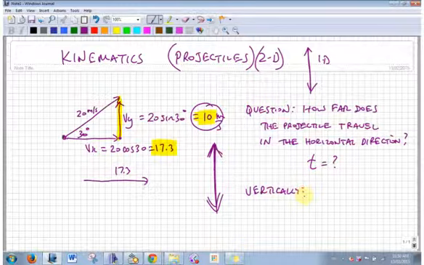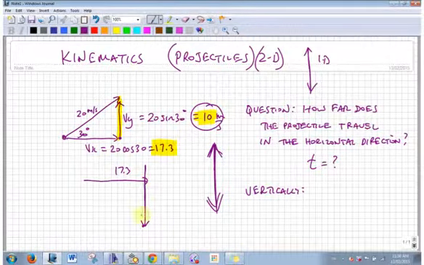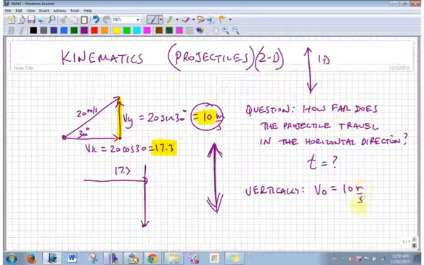Okay, so forget about horizontal for the minute. Vertically, this thing starts here, goes up to the top, and then comes back down and hits Earth. It happens to be doing this at the same time, but ignore that part. All I want to think about is vertically. Vi or Vo, what's the initial speed vertically? That's what this is, 10 meters a second.